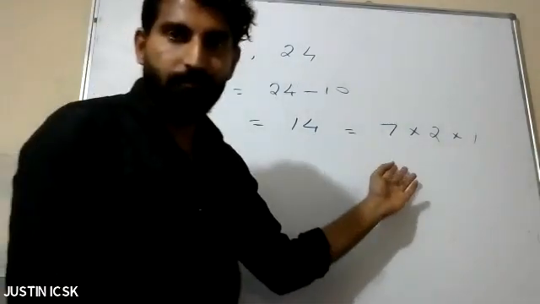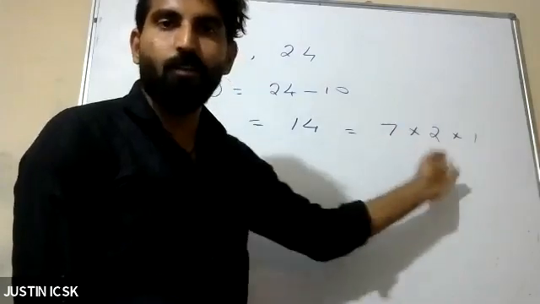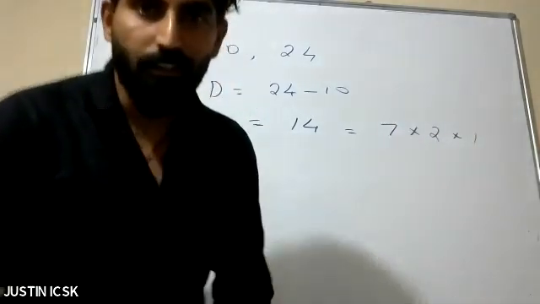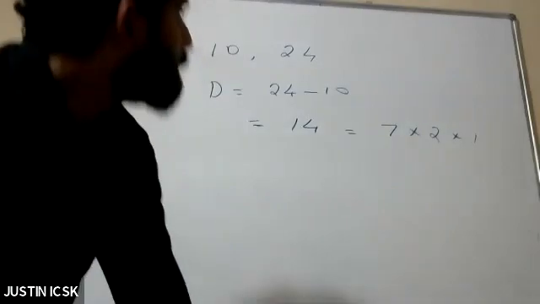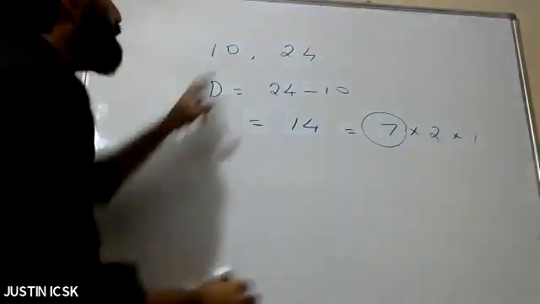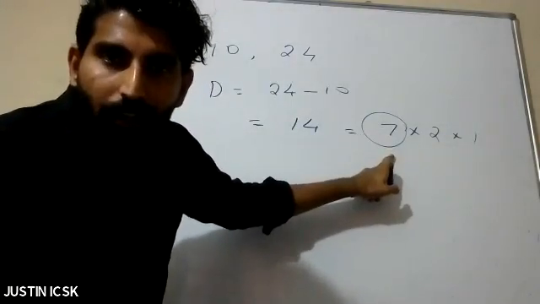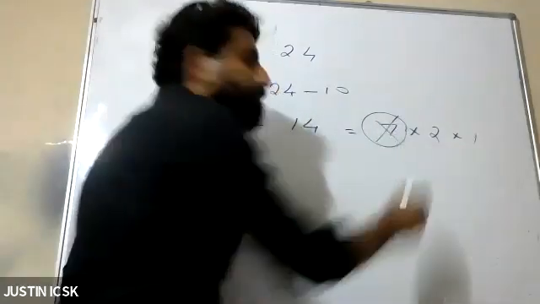7 is a factor, 2 is a factor, 1 is a factor. These are the factors of 14. Then first I will check 7. Can we divide 10 by 7? 10 by 7 is not possible, right? So we cannot take 7.